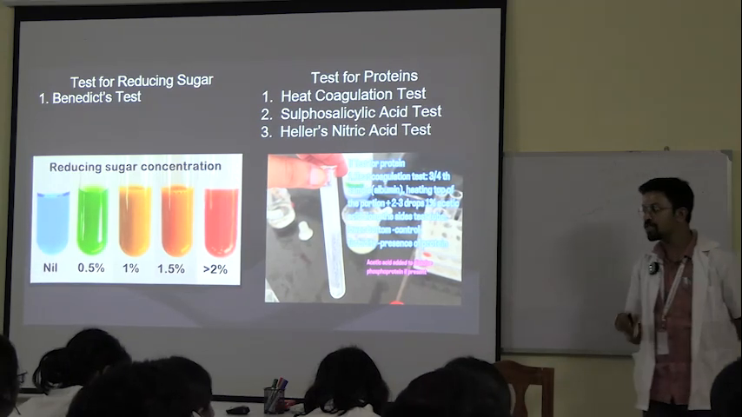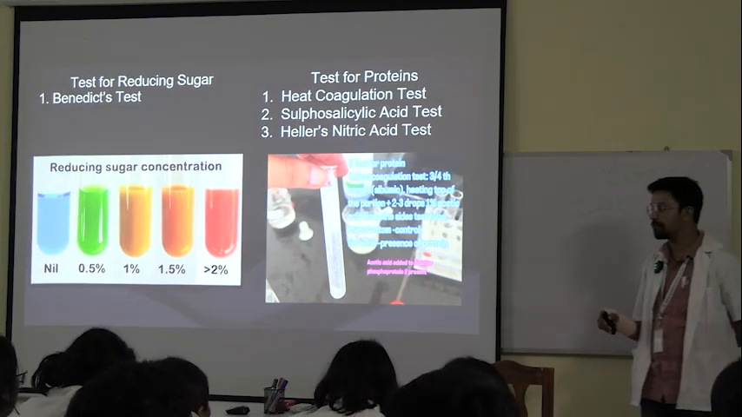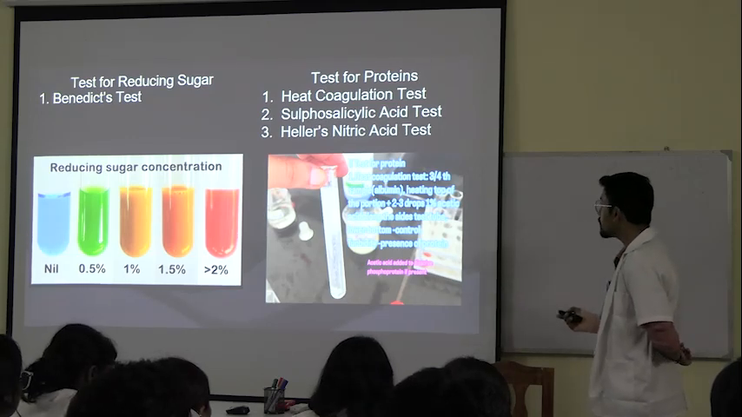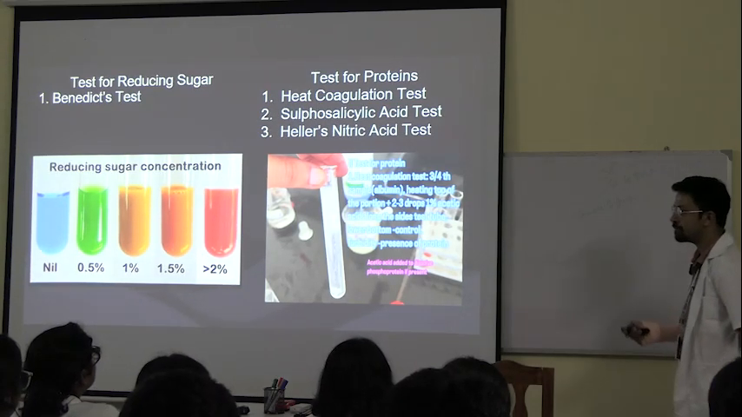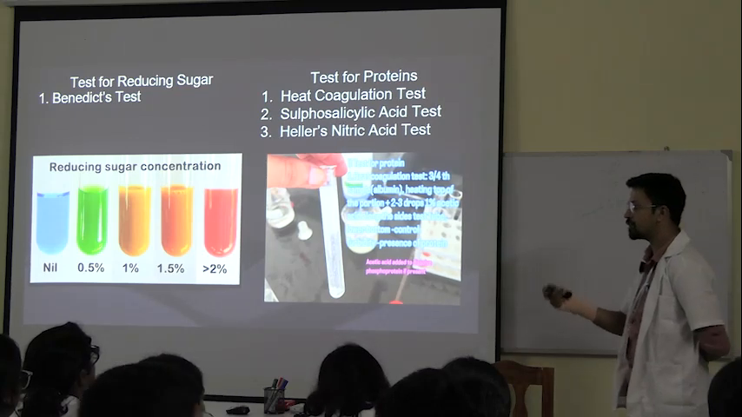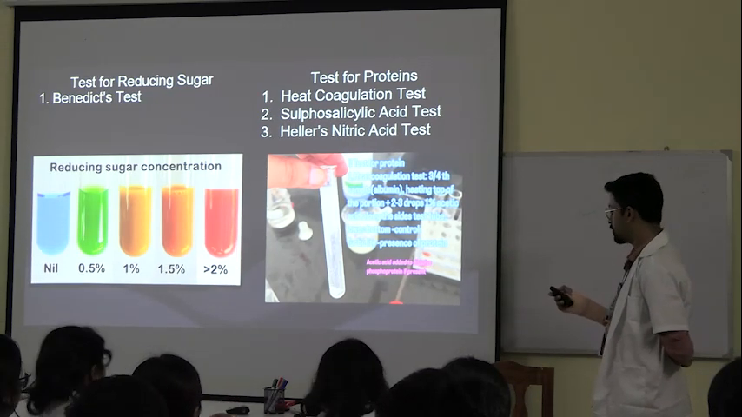You have to know the names and for what purpose we are doing it. Fine? So this is a picture of the heat coagulation test. Whenever you are taking the urine sample and you heat the upper portion of the urine, it will give a white coagulum.